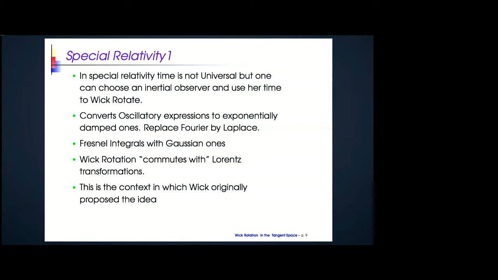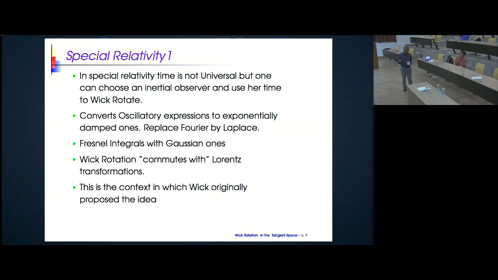So what happens in special relativity is that it doesn't matter which observer's time you choose. In a sense, Wick rotation commutes with the Lorentz transformation. So that's why one is able to get away with choosing any one time and using that. Now, this is the context in which Wick originally proposed the idea of Wick rotation.